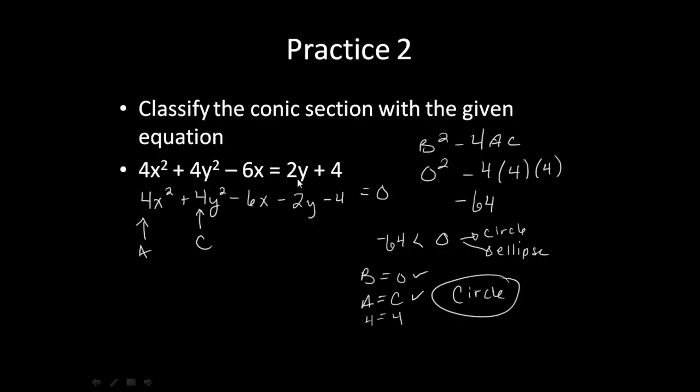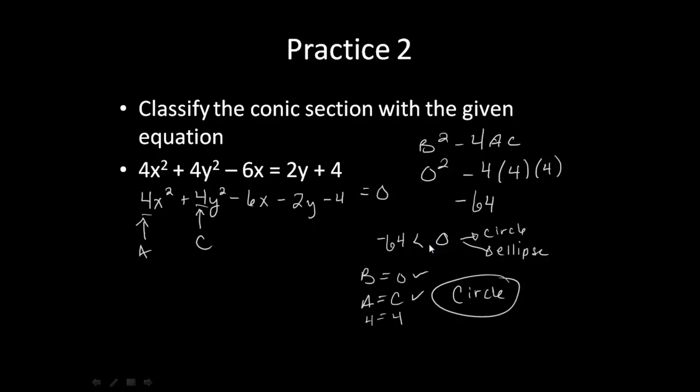Alright, on this one, the first thing you needed to do was move everything to one side. I chose to move the 2y and the 4 to the left using subtraction. Then I did my b squared minus 4ac. So b comes from your xy term, which happened to be 0 again. The a comes from your x squared term, so that was 4. The c comes from your y squared term, that was also 4. So I ended up getting 0 minus 4 times 4 times 4 gave me a negative 64.